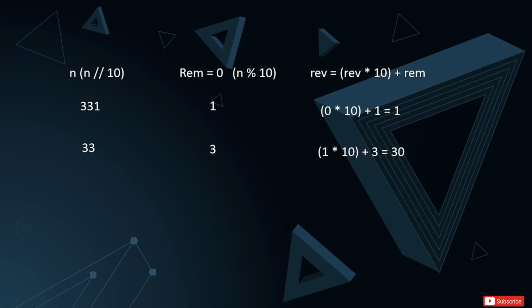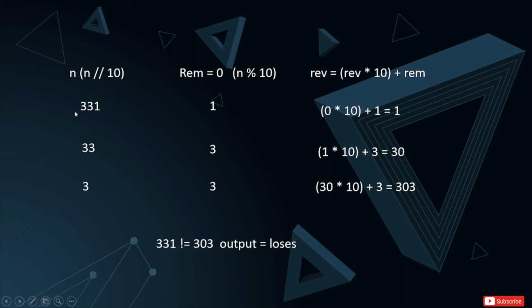In the third attempt, n value becomes 3 because we are removing the last digit by doing n floor division 10. Now if we do 3 mod 10, we will get 3 as output, because we cannot share 3 chocolates to 10 people. So now remainder value is 3. If we add this remainder to reverse, this time reverse value is 13, and 13 into 10 plus 3 is 133. So if you observe, 331 is not equal to 133, means this is not a palindrome, so we are giving the output as loses. This is how exactly palindrome works.